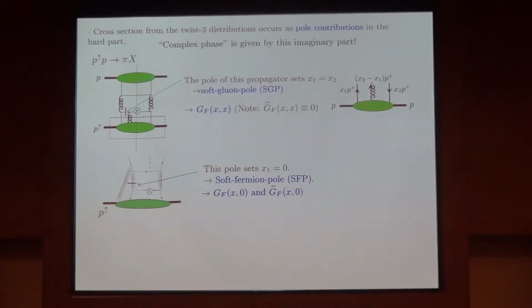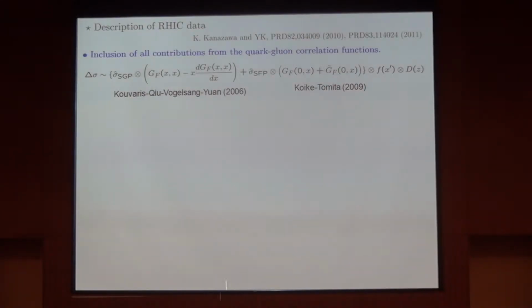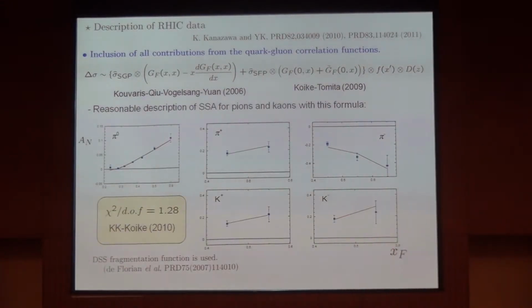By taking into account all these pole contributions, we eventually get the complete cross-section formula, which comes from these quark-gluon correlation functions. These authors already derived the soft gluon pole cross-sections. A few years later, we completed the cross-section by deriving the cross-section for the soft fermion pole contributions. And recently, my student performed a numerical fitting of the RHIC data.